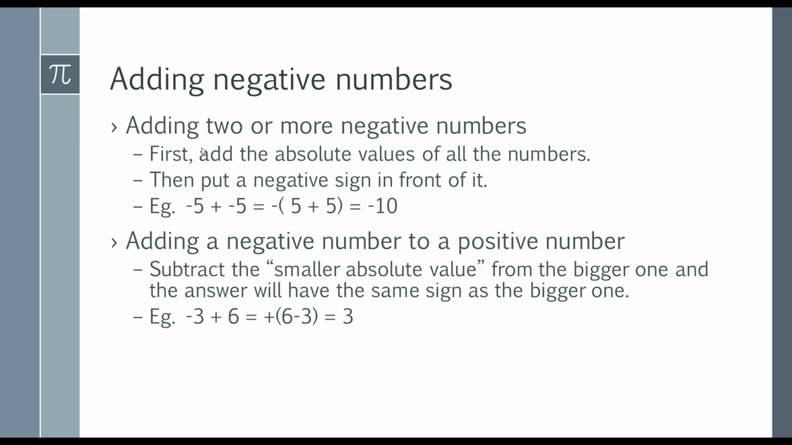Adding a negative number to a positive number, we first subtract the smaller absolute value from the bigger one, and then the answer will have the same sign as the bigger one. So, for example, negative 3 plus 6. Negative 3 has a smaller absolute value, so we subtract 6 minus 3. And then we stick the same sign as the bigger one, and since 6 is positive, notice how I stuck a positive sign here, so it becomes positive, parentheses 6 minus 3, and the answer will just be 3.